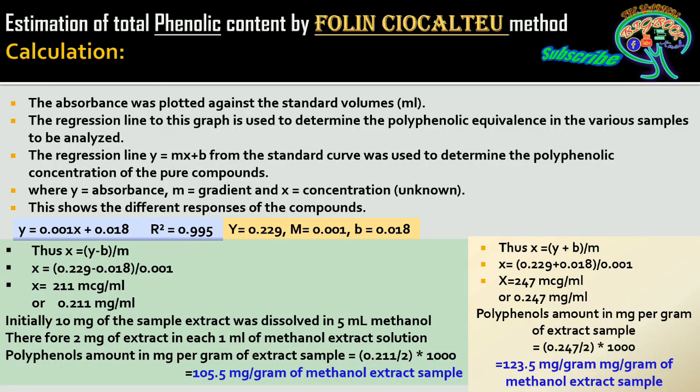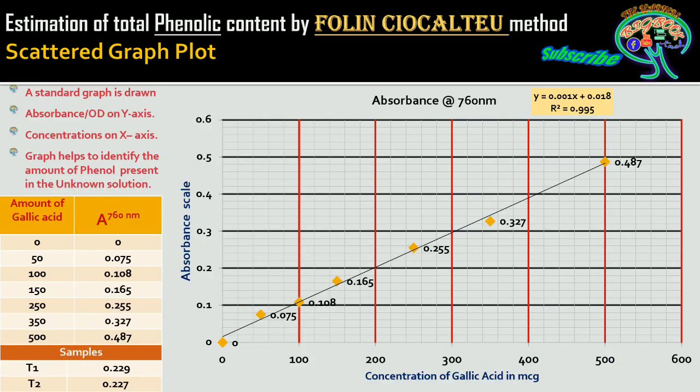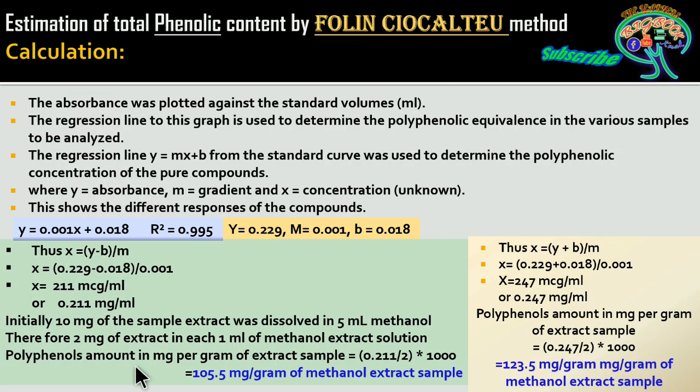Now, when you consider the samples T1 and T2, the absorbances are 0.229 and 0.227. As they are nearer to each other, we are going to consider only one, 0.229, which is the highest. When you calculate, this calculation shows that the absorbance was plotted against the standard volume. Further, we will discuss that in the formula.